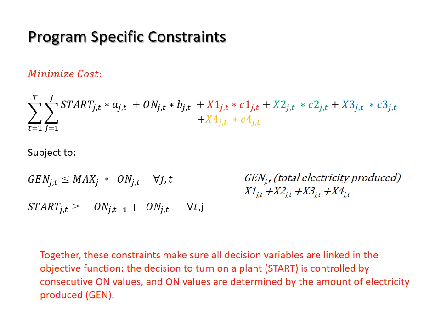And so that makes sure nothing wacky happens where, in terms of the X's, it looks like the plants are turning on and off, but that's not reflected somehow in our other decision variables, the start and the on.